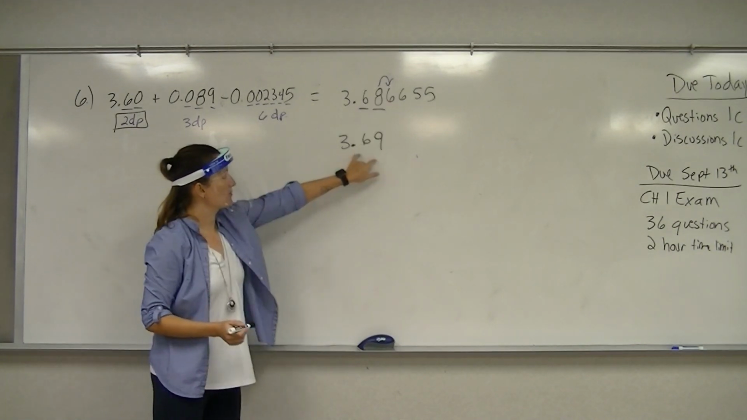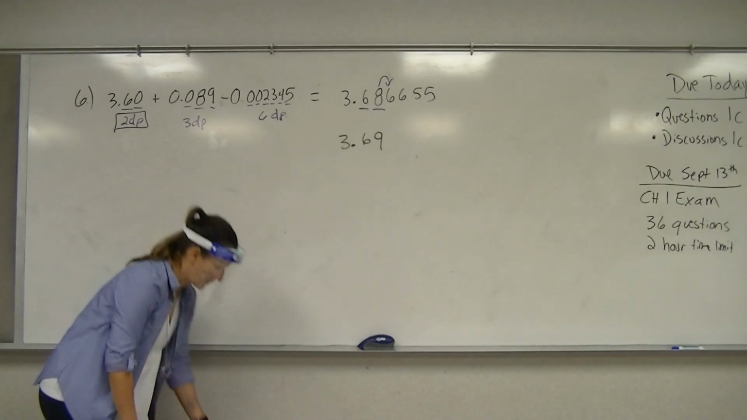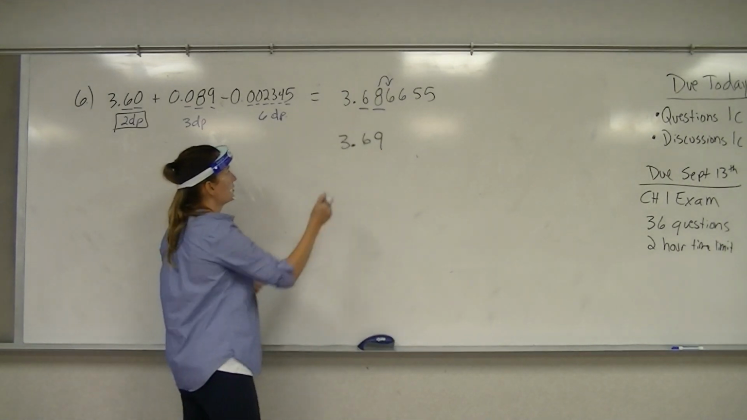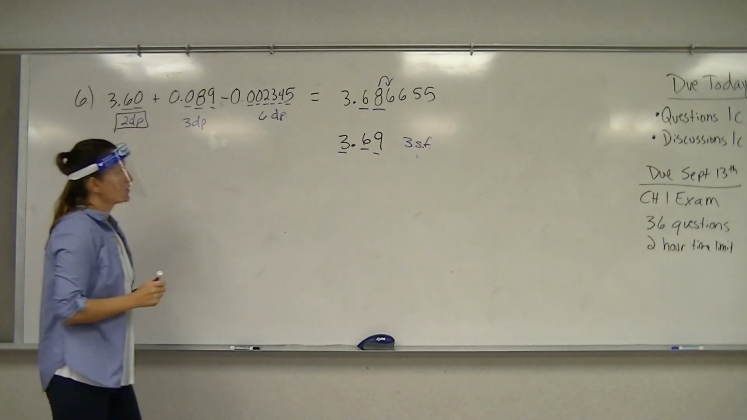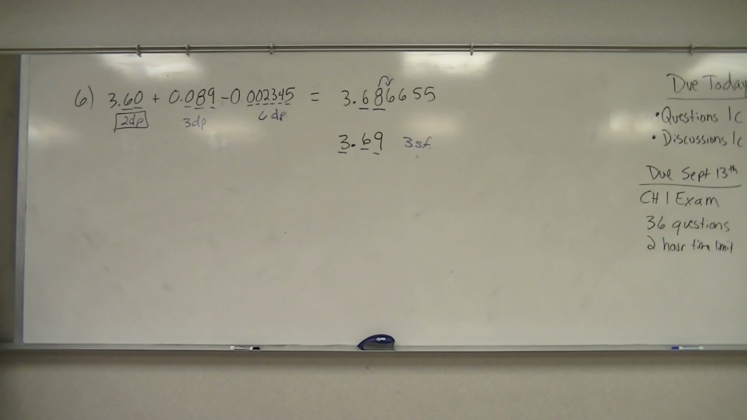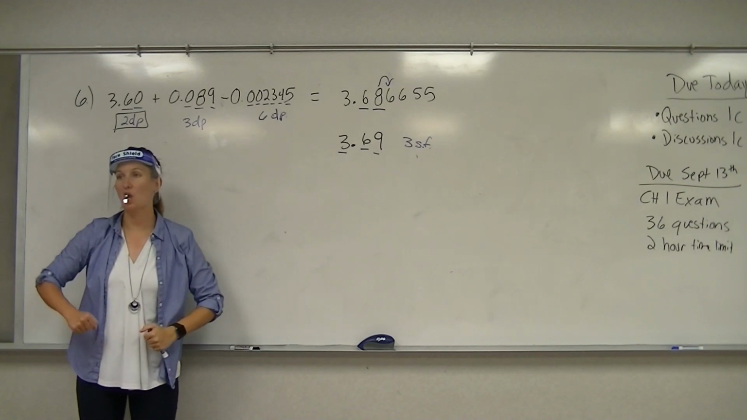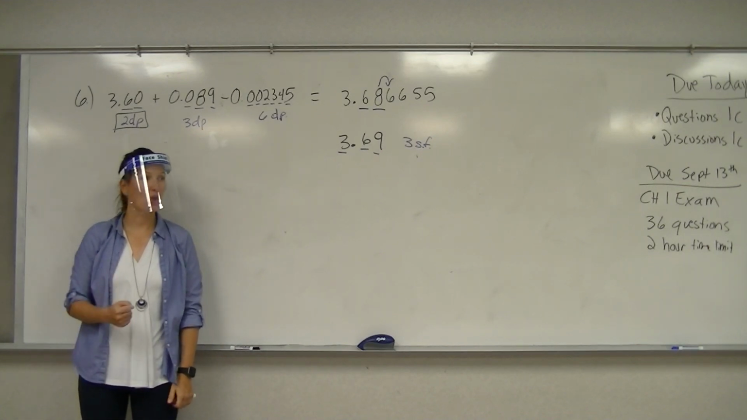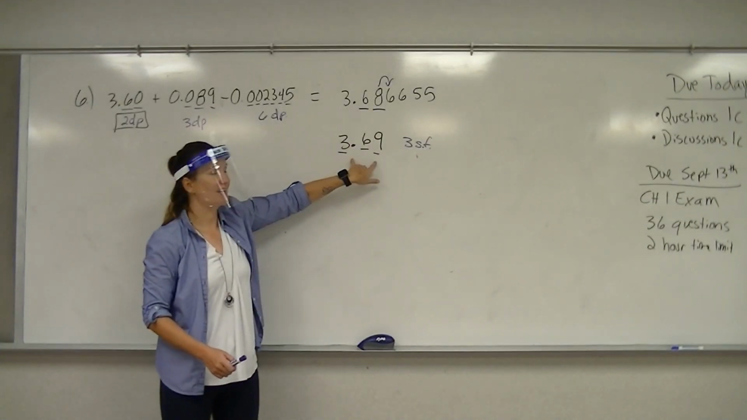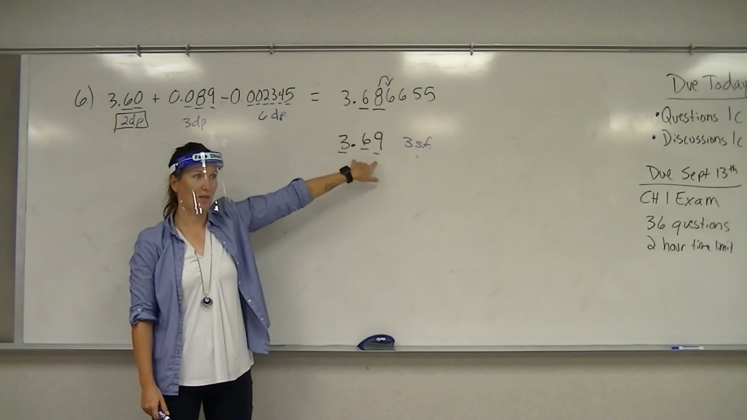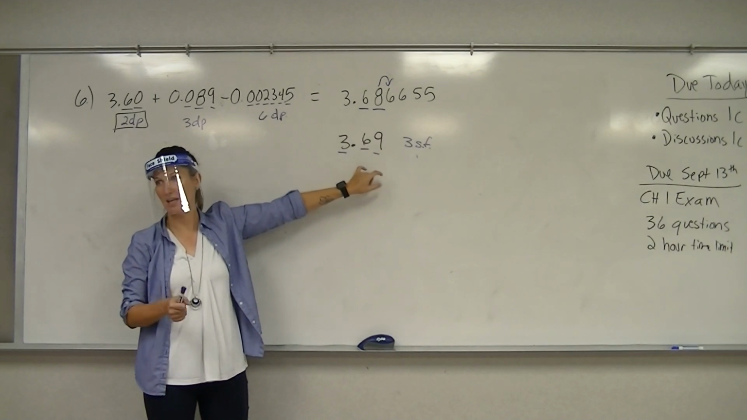I went out 2 decimal places, but how many total sig figs are in my answer? 1, 2, 3. 3 sig figs. So pay attention to the question itself, because I might give you an addition and subtraction problem and ask how many significant figures are in your answer. There's no way for you to know that unless you calculate it out, count the decimal places, and then count the sig figs in your answer. I'm not asking how many decimal places your answer should have, I'm asking for total sig figs, and to figure that out, you have to calculate it out.